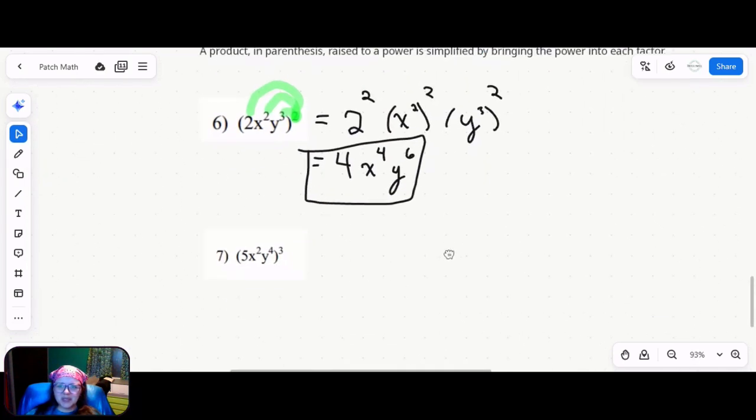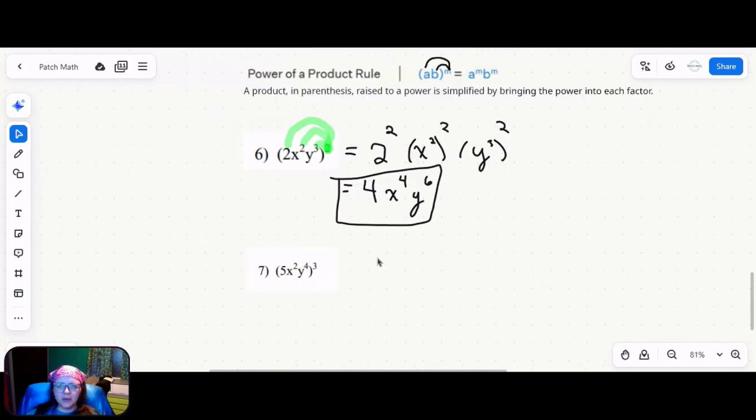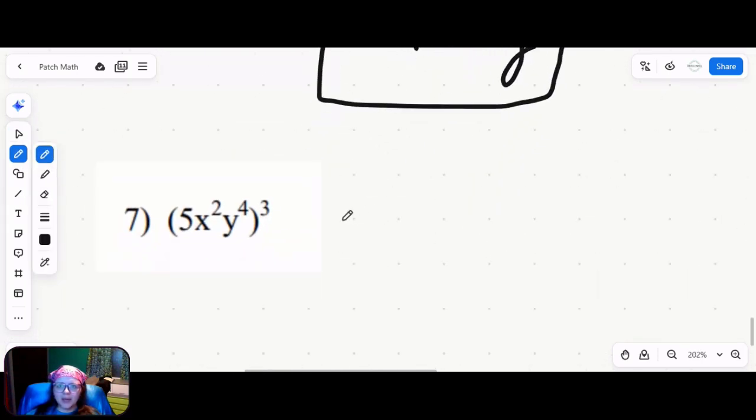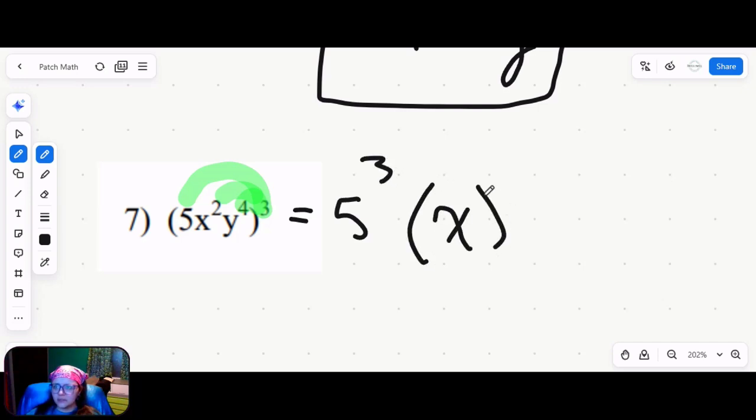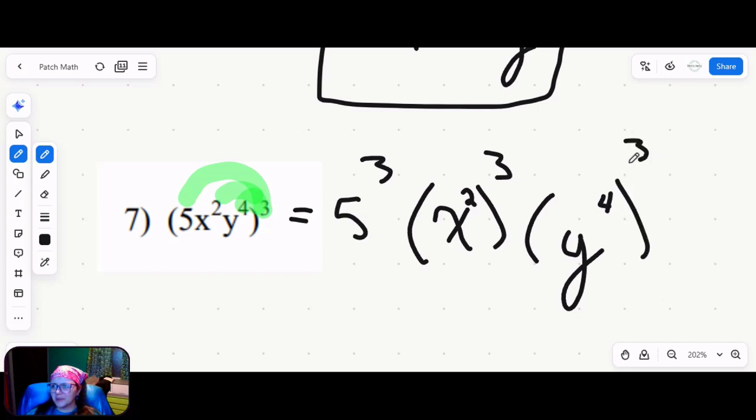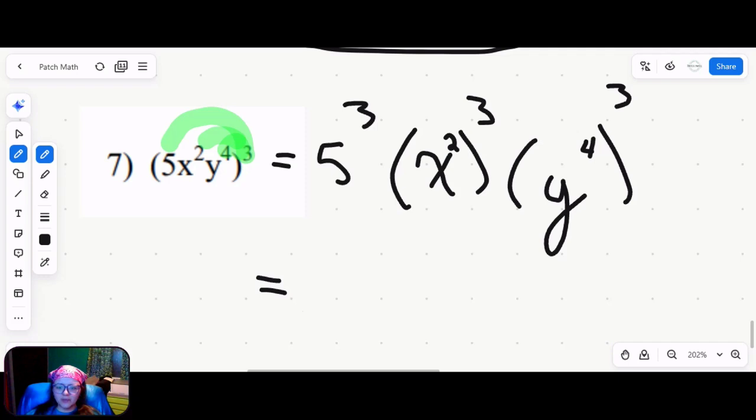Real quickly, another example of how you may see power of a product rule and power of a power rule applied at the same time. You'll see here we have 3 on the outside. We bring that in as a power on the 5. We bring it in as a power on the x squared, and we bring it in as a power on the y to the 4th. So this will look like 5 raised to the 3rd power, x squared raised to the 3rd power, and y to the 4th raised to the 3rd power. Well, 5 cubed, that's 5 times 5 times 5, and that is 125.